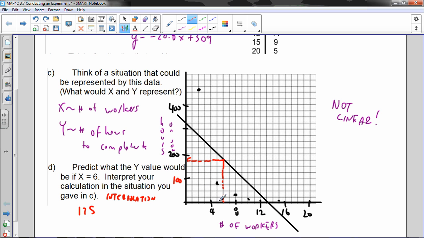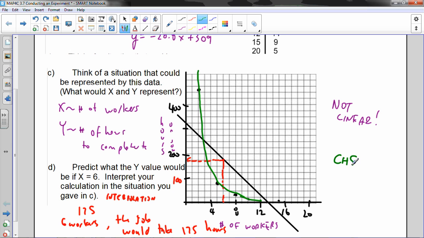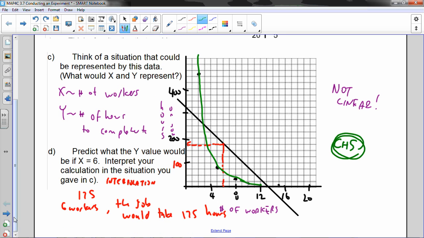So if we had 6 workers, the job would take 175 hours. Notice that's a way overestimate, because if I were to use a curve of best fit, I'd bounce off over here and it'd be way less than 100. These curves of best fit are not till chapter 5. So that's all good. Now today, what are we up to?